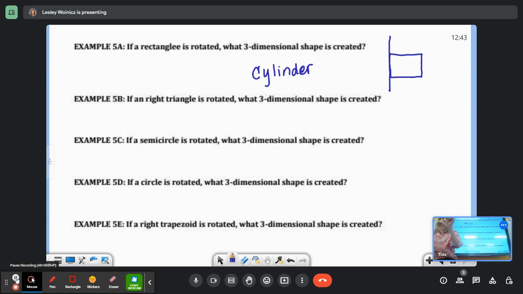Okay, if we rotate a right triangle, okay, we're rotating a right triangle. What's it going to make? A cone.